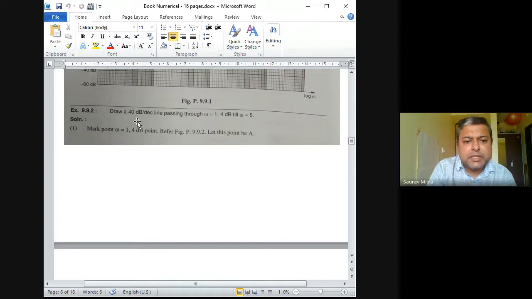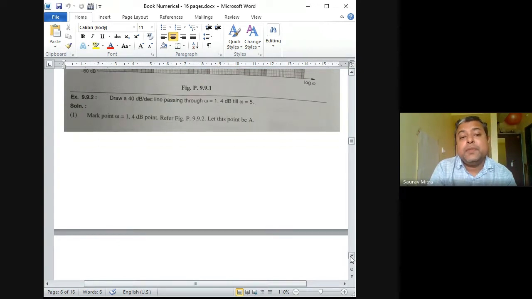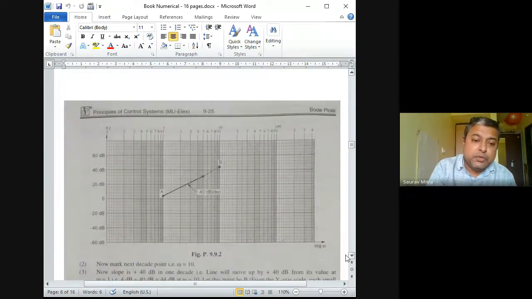So draw a 40 dB per decade line passing through omega equal to 1, 4, till omega equal to 5. What will be its 40 dB per decade point? 1 will go to 10 and 4 will go to 44. So the point 1, 4 goes to 10, 44, but you won't have to go up to 10, 44. You know that the trend will go up to 10, 44, but you are asked to stop at 5. So you have stopped at 5.